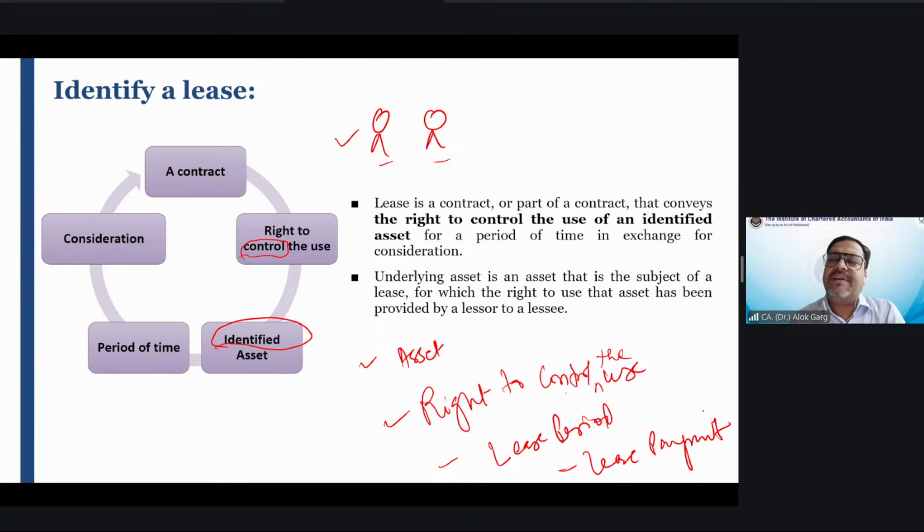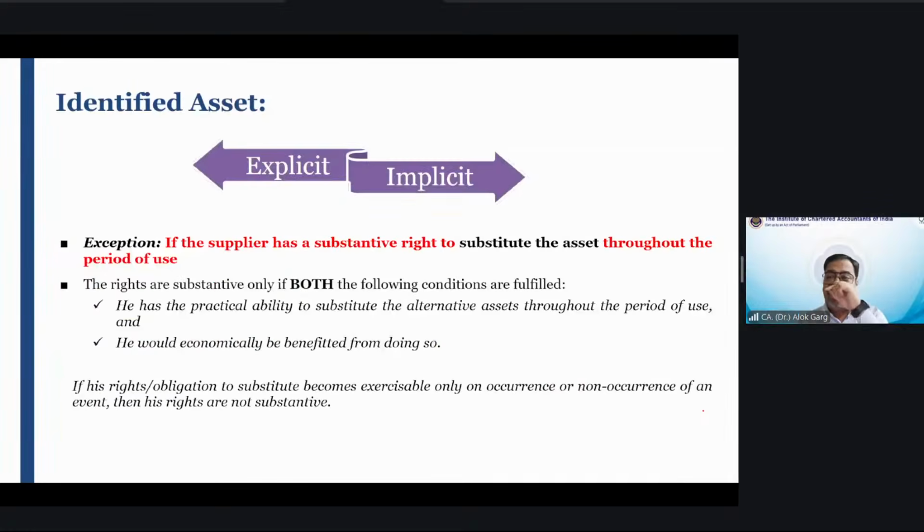Okay. Friends, what is the difference between an asset and identified asset? An asset will become an identified asset when two conditions are satisfied. What are the two conditions? Condition number one, the asset has to be explicitly or implicitly specified in the contract.